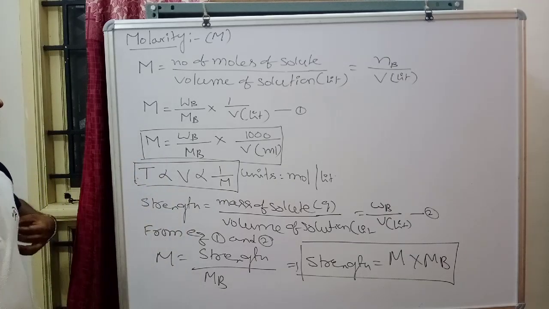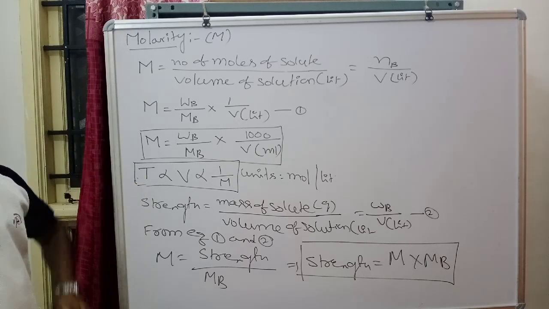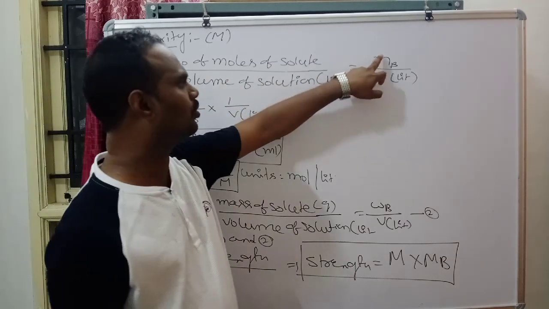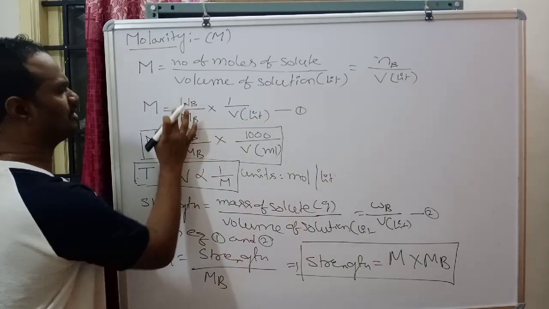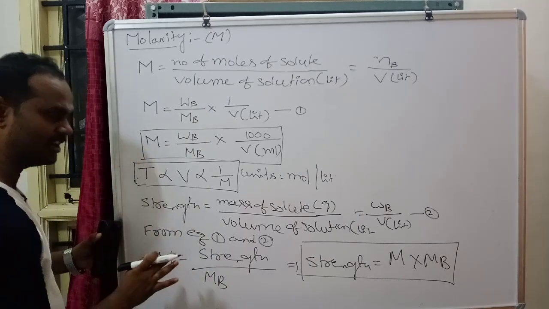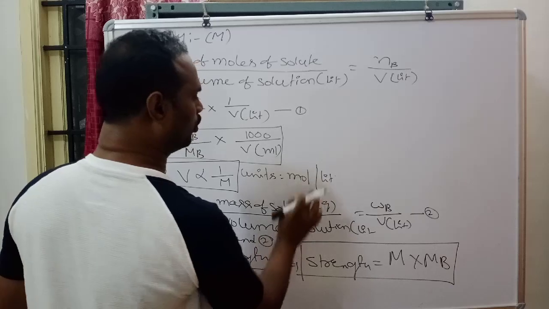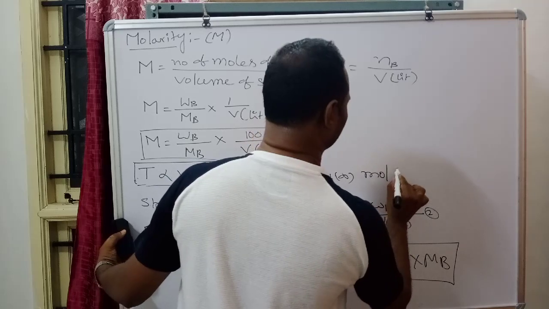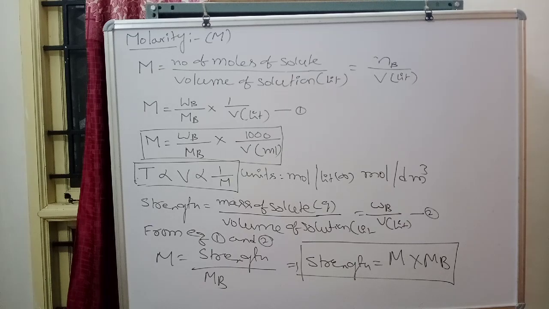Is it clear? See, what are the basic terms we are seeing here? Molarity means number of moles of solute dissolved in 1 liter of solution. Mathematical expression: number of moles of solute by volume of solution. Instead of number of moles of solute, we can write WB by MB. It is temperature dependent; with increasing temperature, molarity decreases. Units for molarity are mole per liter, or we can also write mole per decicubic meter.